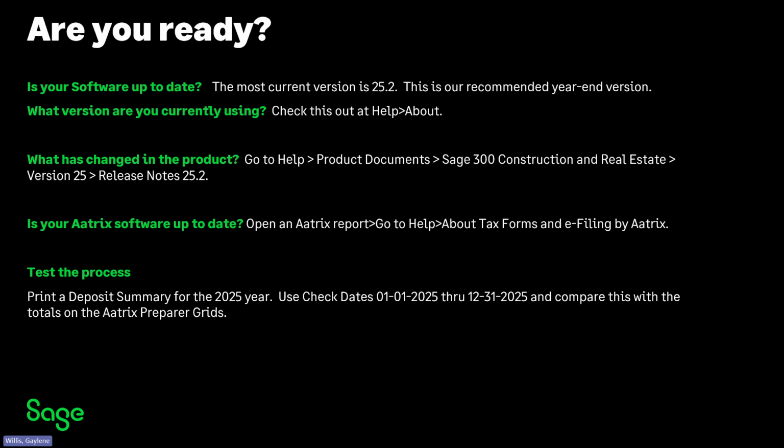Is your Atrix software up to date? This is really critical. If it's not up to date, you'll see some strange things like the wrong year on the forms when you open up federal e-file and reporting. To find out what version you're on, open up any Atrix report, go to Help, and go to About Tax Forms and E-Filing by Atrix.